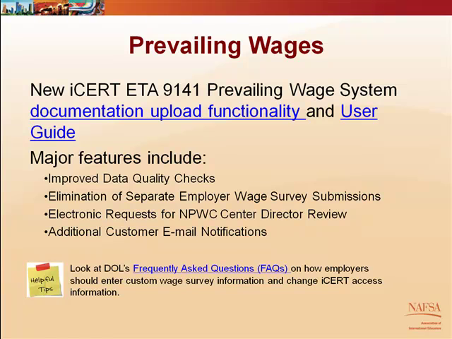The change also now allows electronic requests for NPWC Center Director review. This can now be initiated through iCert and does not have to be processed through the mail. DOL also issued a new set of frequently asked questions, including one on how employers should enter untitled custom wage survey information on ETA Form 9035, including a table of DOL-recognized captions for commonly used surveys. The FAQs also include information on how to change iCert access information.